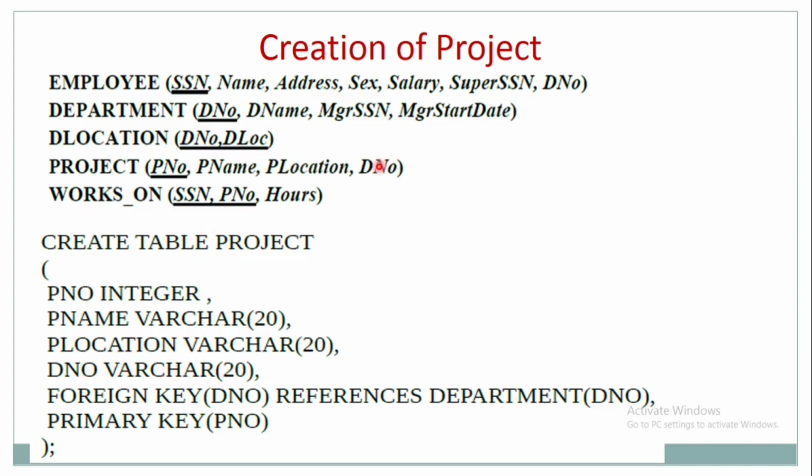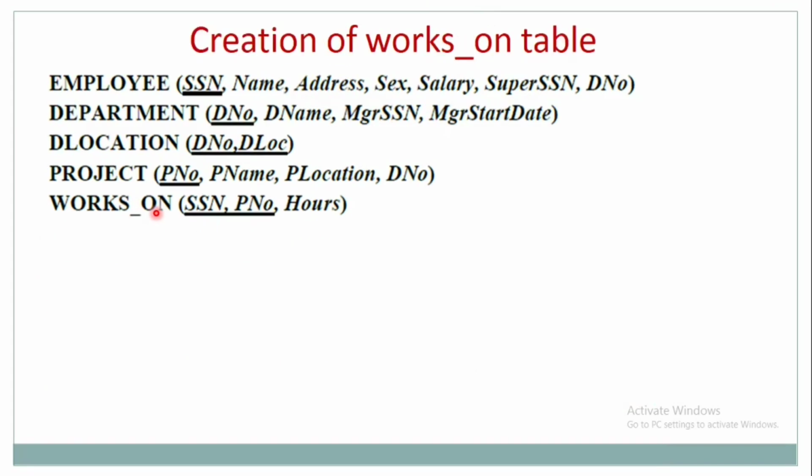This is how you make project number a primary key, and to make this a foreign key, use the keyword foreign key department number references department D number. That's it about the project table. Now let us look into works on. Let us create a works on table.